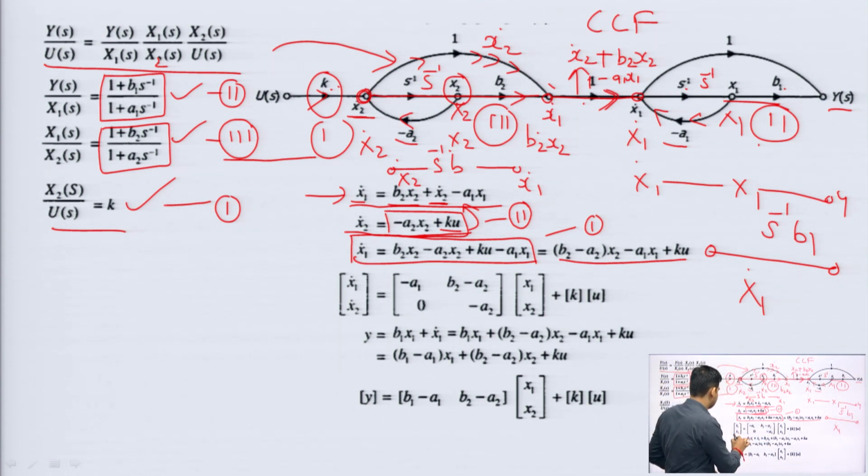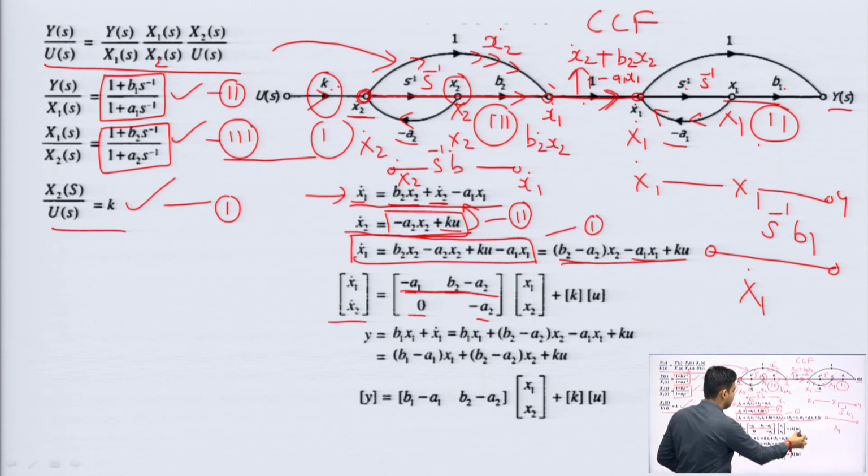So, x1 dot, x2 dot will come here. The coefficient of x1 is minus a1, the coefficient of x2 is b2 minus a2. So, I will write this term x1 x2, this is my first row. The second row will be completed by equation number 2. Here the x1 term is absent, it is 0, the x2 term is minus of a2, then plus ku is here, which means it is the input. So, one matrix for input u, and k is a constant for it. So, this is my A matrix, this is my B matrix.